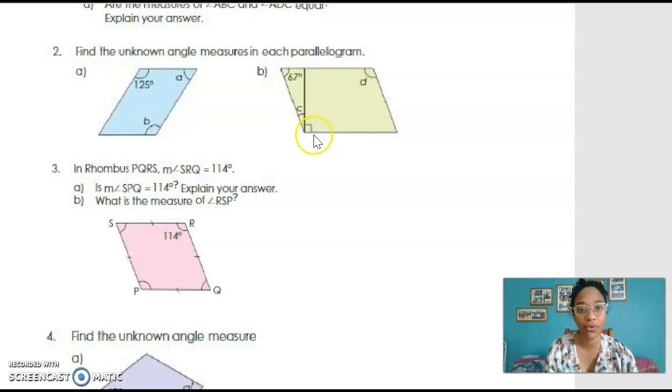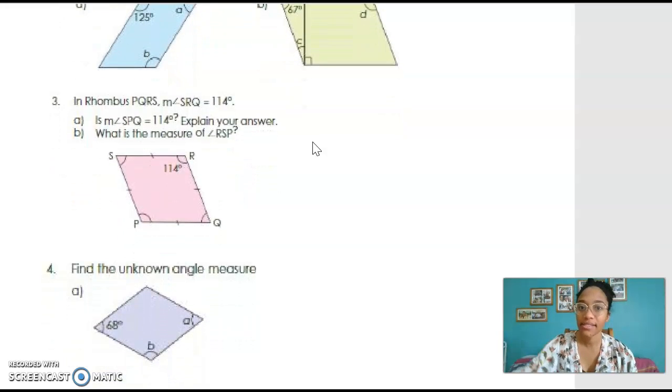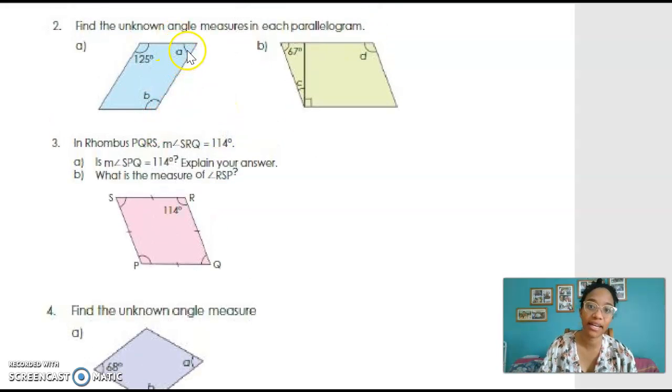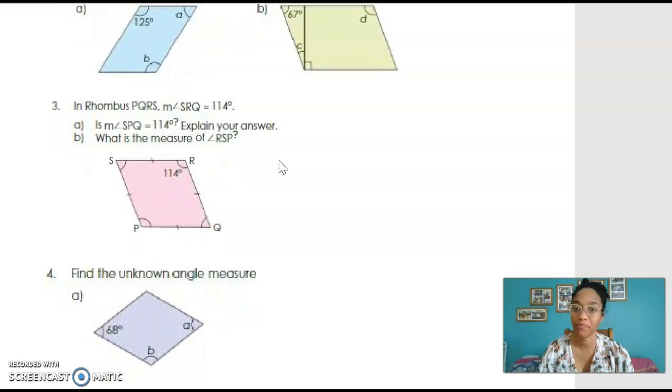And I want to remind you that this little square that we see down here, this indicates a right angle. Remember that all right angles are equal to 90 degrees, okay? So we're going to be using that information and more to find out the measure of angle D, okay? Next, in this problem number 2, you need to find A, B, and C, and D. So there's actually 2 answers for each problem.